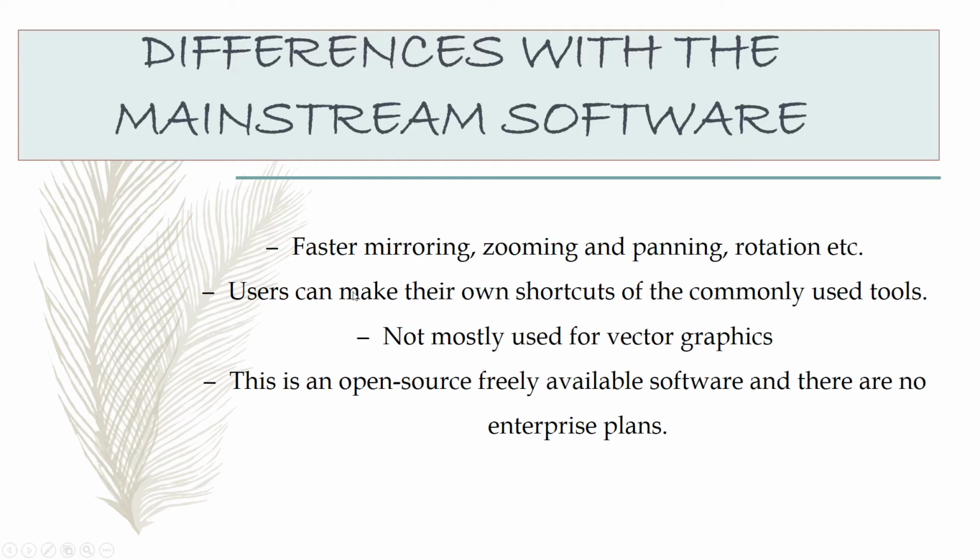So, what makes Krita different from the mainstream software? It has faster mirroring, zooming, panning, and rotation. There are others, too. Users can make their own shortcuts of the commonly used tools. It is not mostly used for vector graphics, as you all know Illustrator is mostly used for vector graphics. And this is open source, freely available software, and there are no enterprise plans. This software is absolutely free, but there are ways you can donate since it's free.